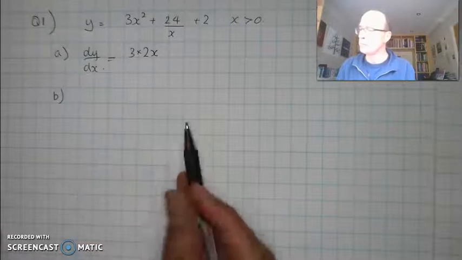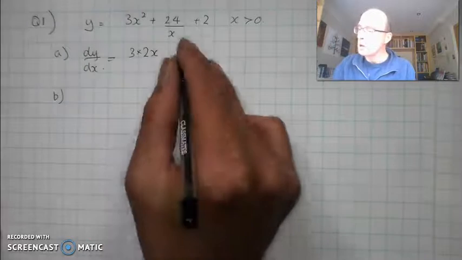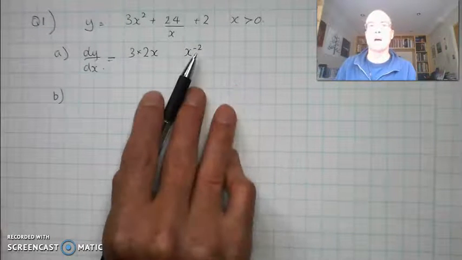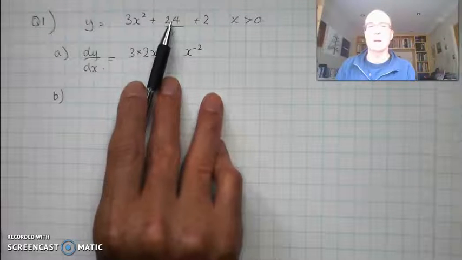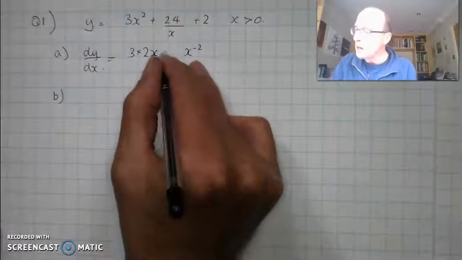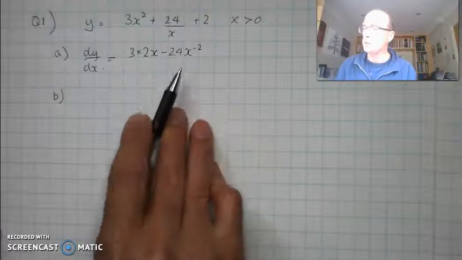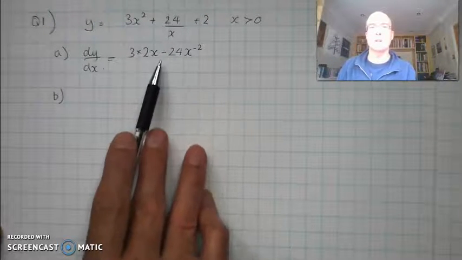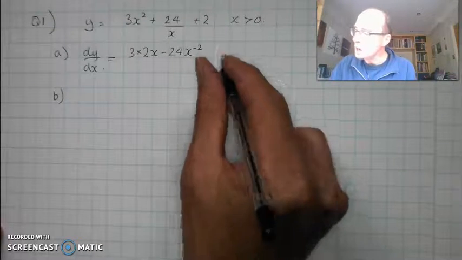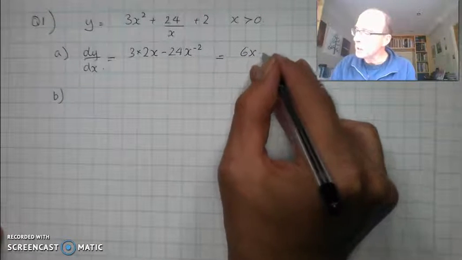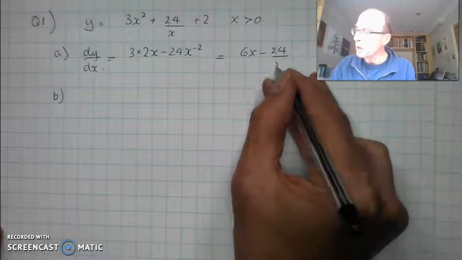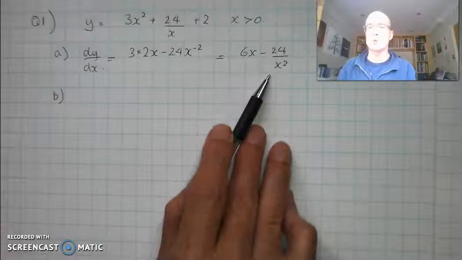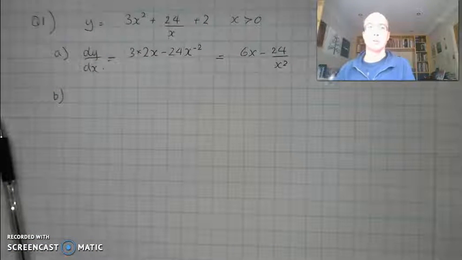24x to the minus 1: I want to reduce my power of minus 1, so that becomes x to the minus 2. My minus 1 power comes down and multiplies by 24, giving negative 24x to the negative 2. Differentiating my constant, it disappears, so I'm left with two terms. I can tidy that up to give 6x minus 24 over x squared. I could have left it as minus 24x to the negative 2; either would have picked up the marks.